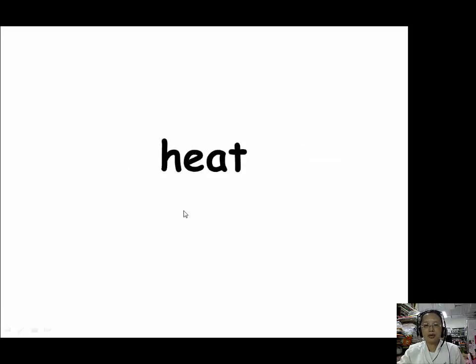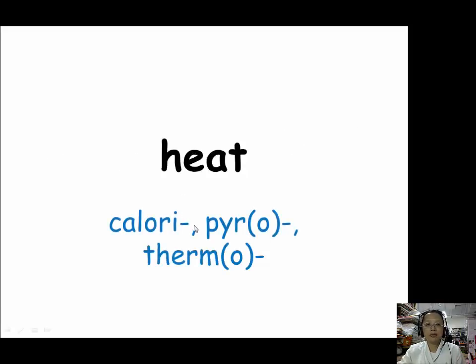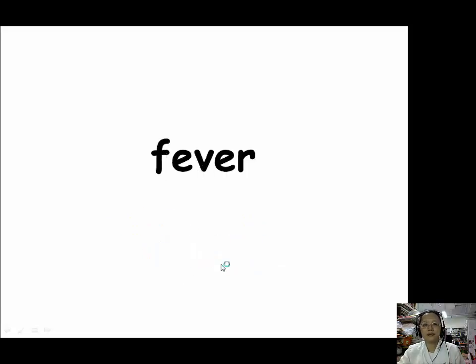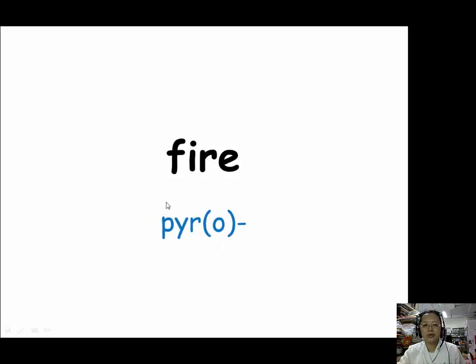For heat, we could use one of these three prefixes: calori, C-A-L-O-R-I, pyro, P-Y-R-O, or thermo, T-H-E-R-M-O. For fever, we could use this prefix, pyreto, P-Y-R-E-T-O. And for fire, we could use the same prefix as we use for heat, pyro, P-Y-R-O.